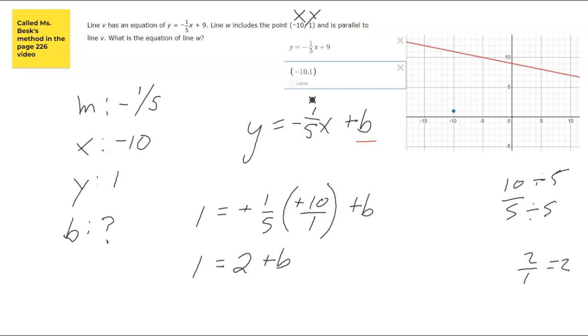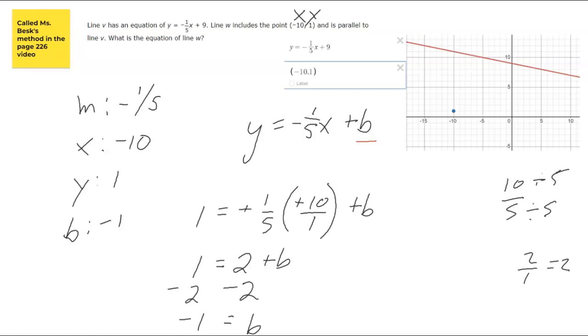Now I can subtract 2 from both sides because that will get b by itself. And I'll find out that b equals -1 because the 2 and the -2 are 0. So they disappear. b plus 0 is just b. So now I know that my b is -1. So now that I know that, that gets us our answer.